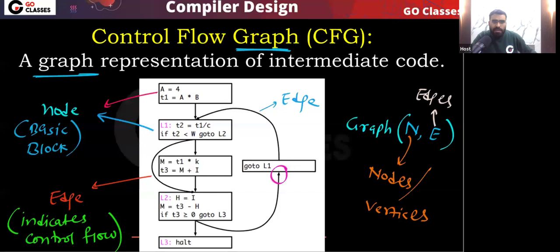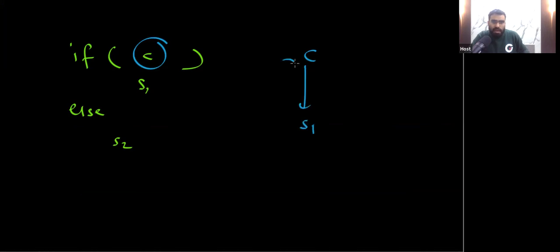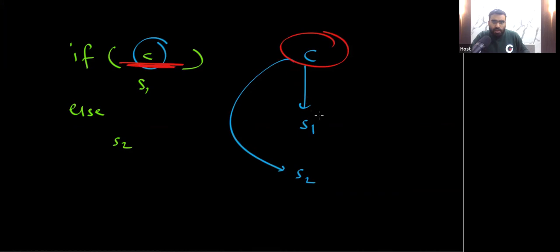Like in an if-else, when you have some condition C, with statements S1 and S2. If this condition is true, then you will execute S1, else you will execute S2. So from here the control can go either to S1 or to S2. If the condition is true, the control goes to S1. If the condition is false, the control goes to S2.